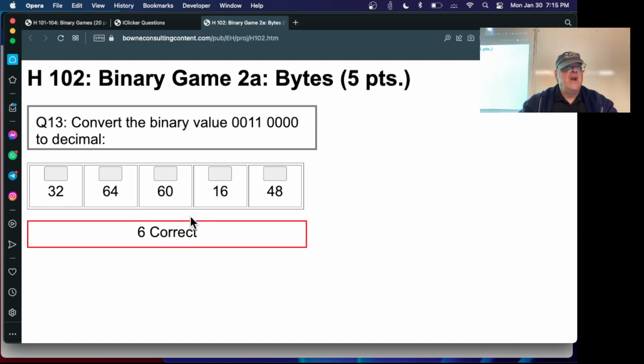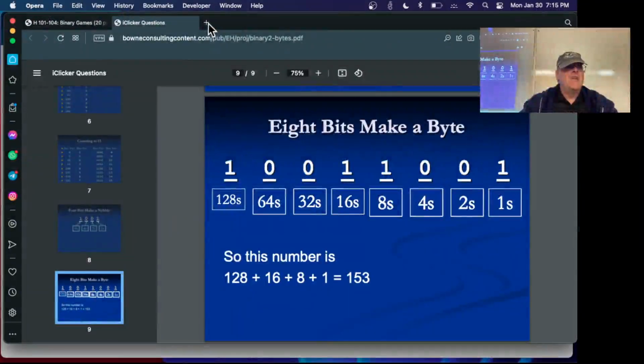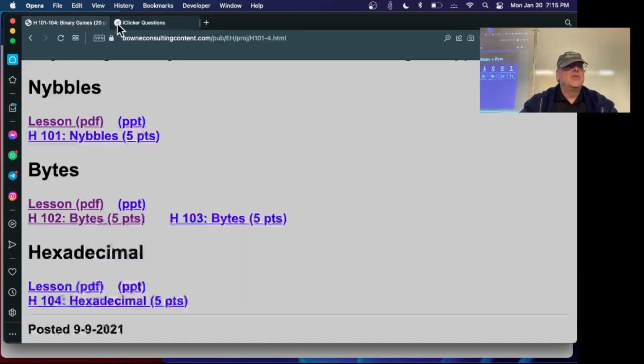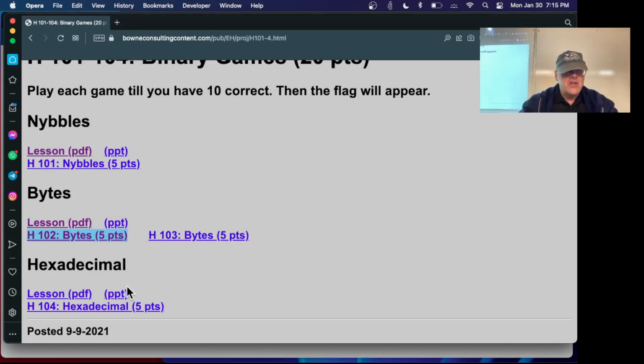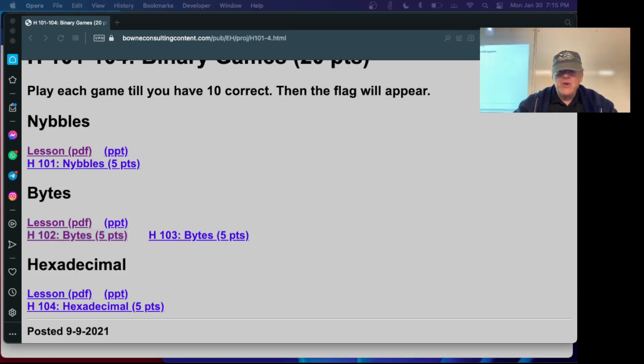So anyway, when you get enough right, you'll get a flag, and you can turn this in on Canvas and get points. And there's a couple of those where you practice with bytes. And next time, I'll talk about hexadecimal, which is closely related to these nibbles and such. And this is what we're really going to use. Hexadecimal is the easiest way to write down binary information so humans can digest it. So anyway, that's one project that you should be working on. And let me stop recording this one.